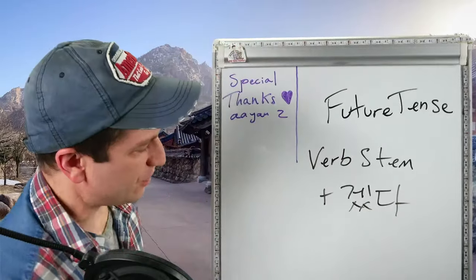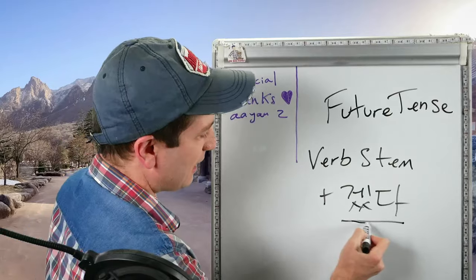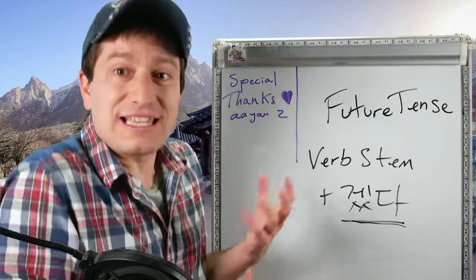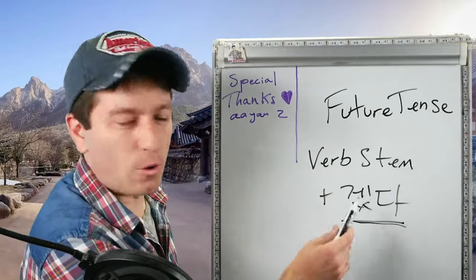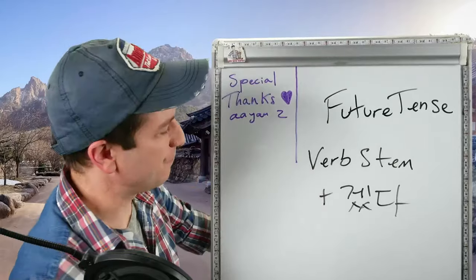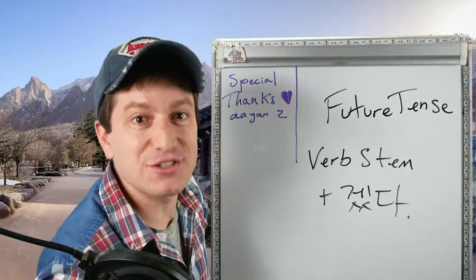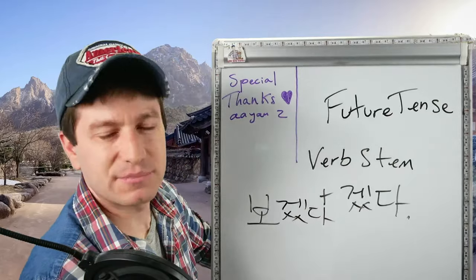You might be familiar with the 겠다 ending for making future tense, like 가다, 가겠어요, or 가겠습니다, 하겠습니다, 잘 먹겠습니다, like that. So this is the base form. So what you do is first you get this base form just like before, and then you add a period to the end because you're done. For example, 보다, to see, 보겠다, the end.